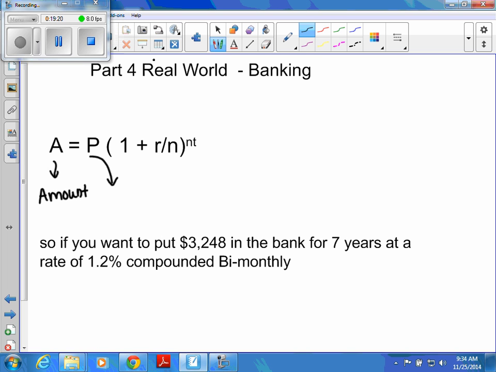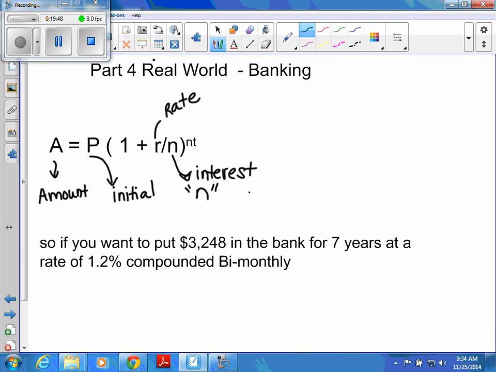P is the initial amount of money that you're going to put in the bank. P stands for principal in banking. The R stands for the rate at which you get your interest. The N stands for how many times you get your interest. That's what N stands for.